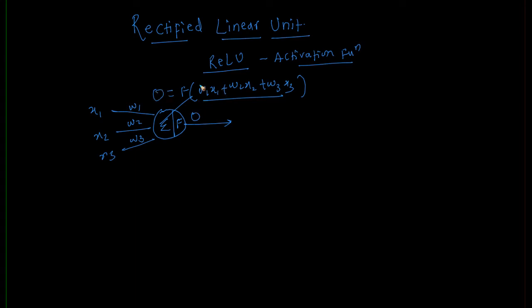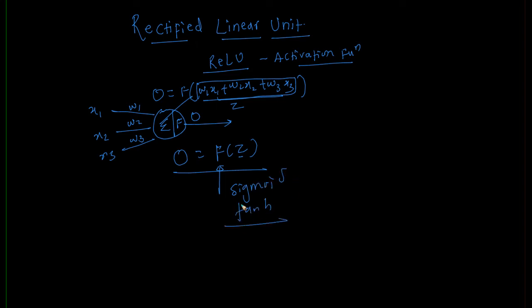So let us call this Z. So O is equal to f of Z, where Z is nothing but this sum, right? So this f is nothing but the activation function, and we saw that there are many activation functions. We primarily discussed two of those. One is called sigmoid, the other one is called tanh.